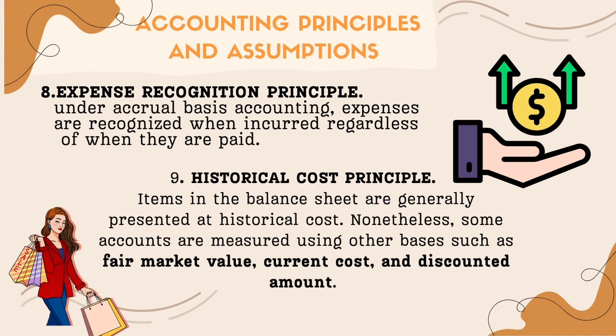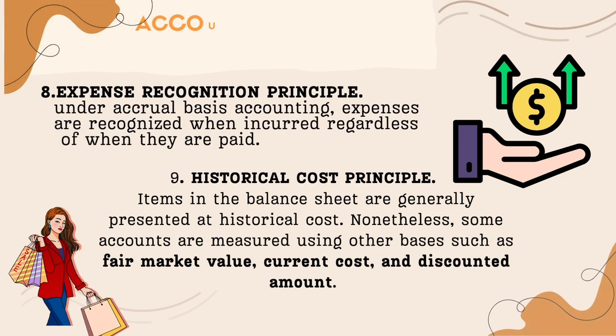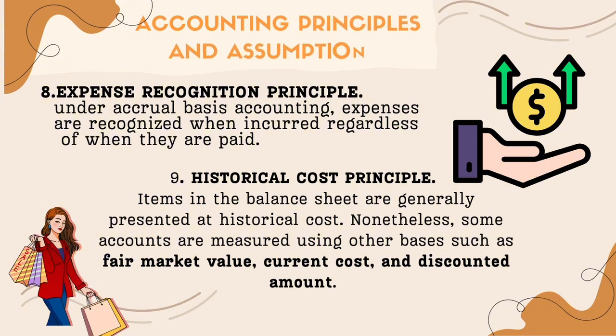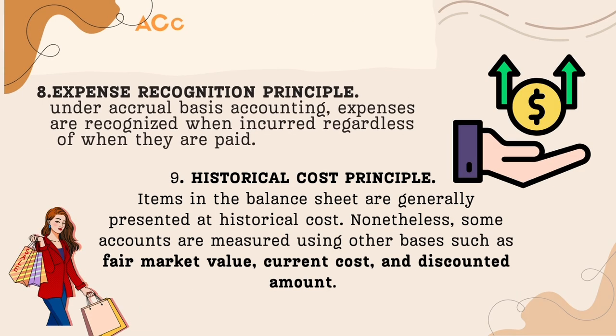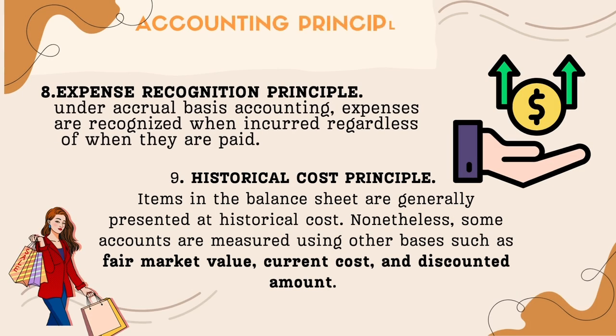So those are the 9 principles or 9 accounting principles and assumptions. So again, it's going first, the going concern assumption. Second, accrual basis of accounting. Third is entity concept. Fourth is time period or periodicity concept.